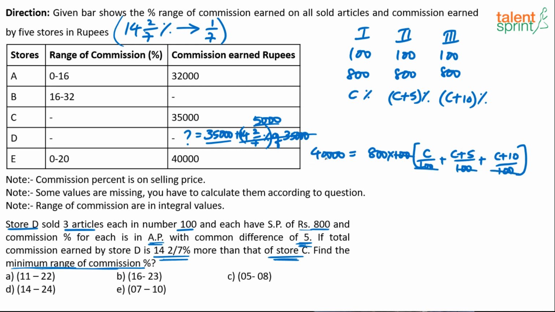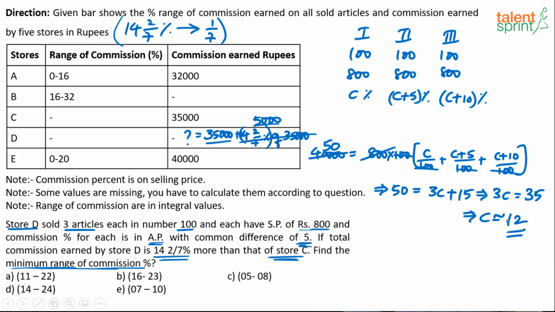800 goes how many times here? 50 times. 800 here goes 5 times in 4,000, so 50 times is 40,000. So basically 50 is equal to C plus C plus 5 plus C plus 10. So this is 3C plus 5 plus 10 is 15, or 3C is equal to 50 minus 15 is 35, which means what is C? C is approximately 12. 35 by 3 is 12, right? Or 36 by 3, approximately 12. So minimum percentage is 12.